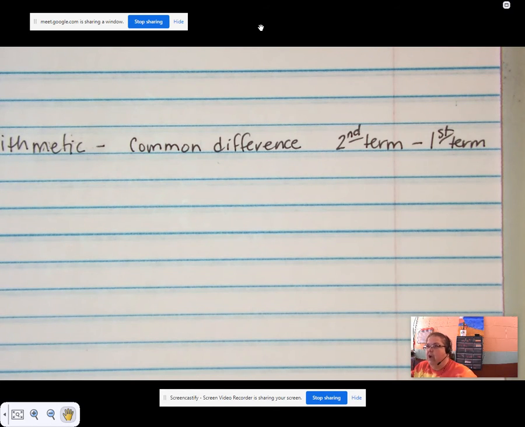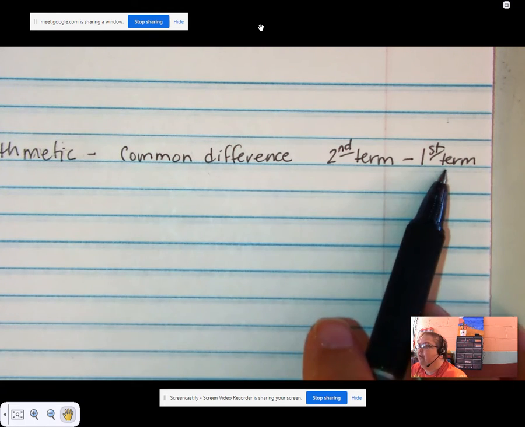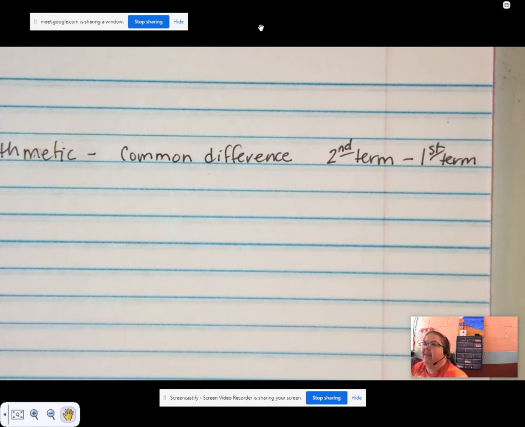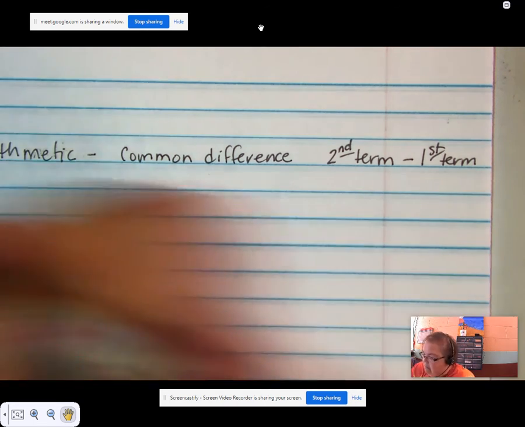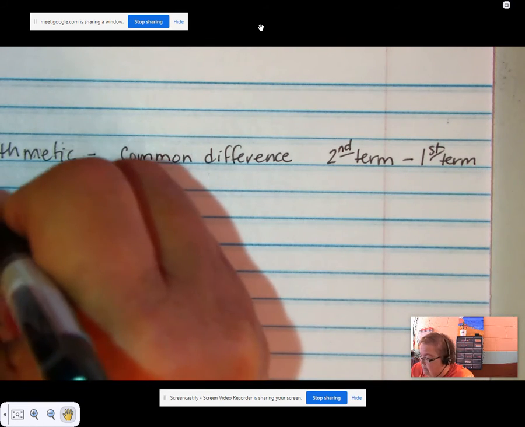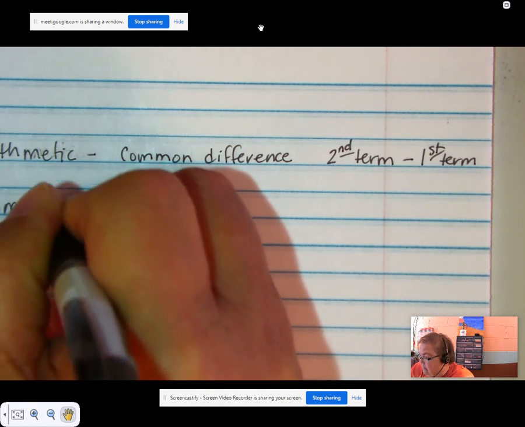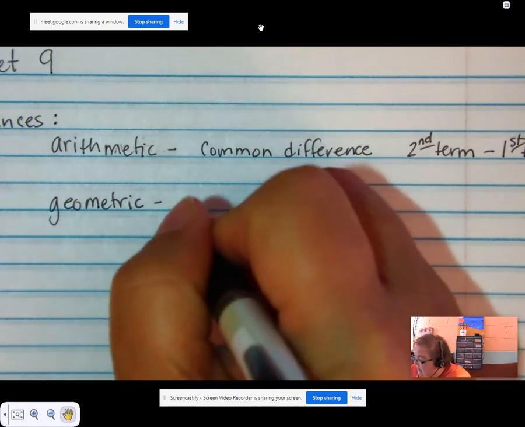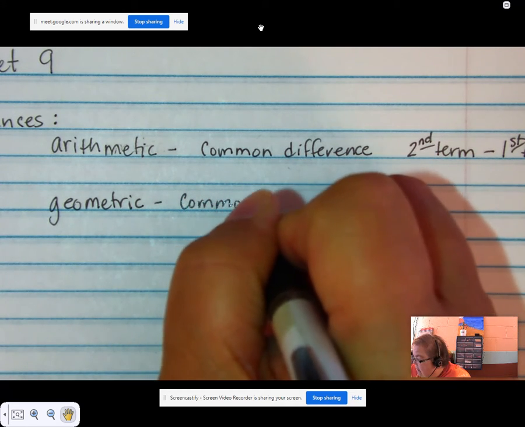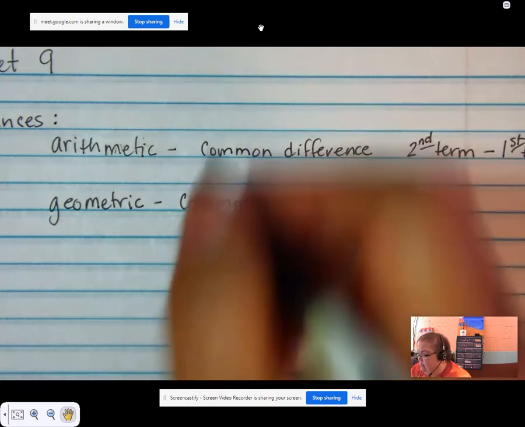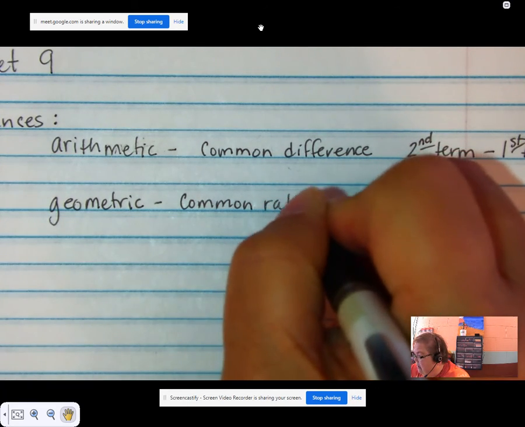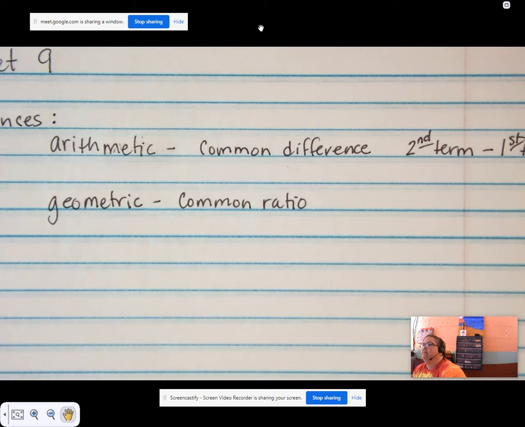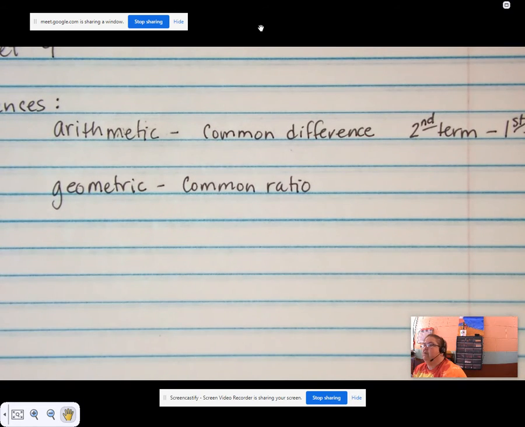So, arithmetic, common difference. Second term minus the first term is going to give me that. Okay? Now, the other one is geometric. The geometric sequences have a common ratio. Okay? I'll give you a moment to get that written down.